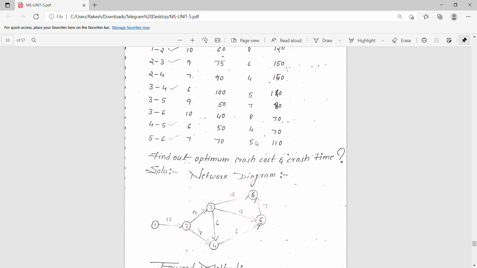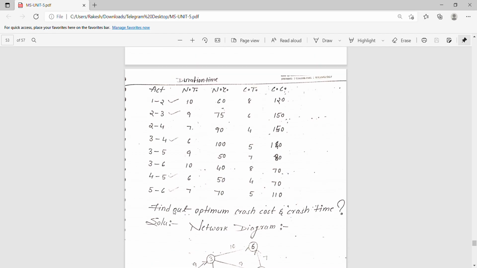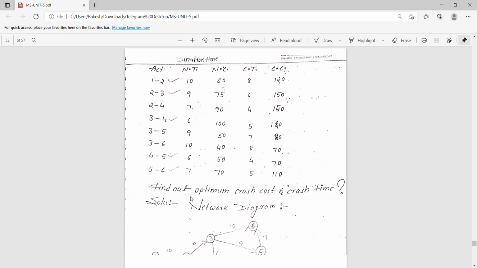First, you are going to draw the network diagram: 1 to 2, 2 to 3, 2 to 4, 3 to 5 and 4 to 5 and 5 to 6. These are all the paths and those are connected. And here the cost is the normal cost they have mentioned. We have to mention it.